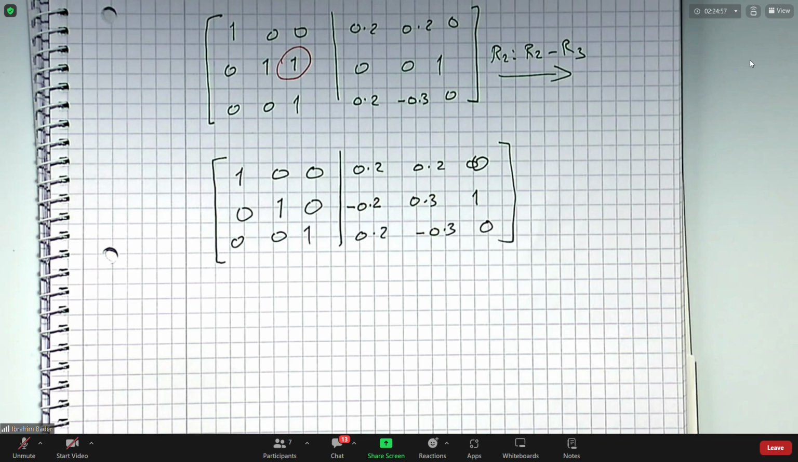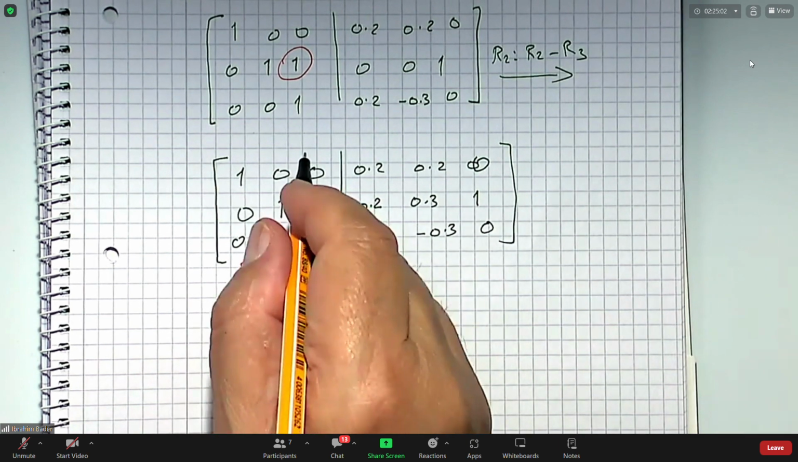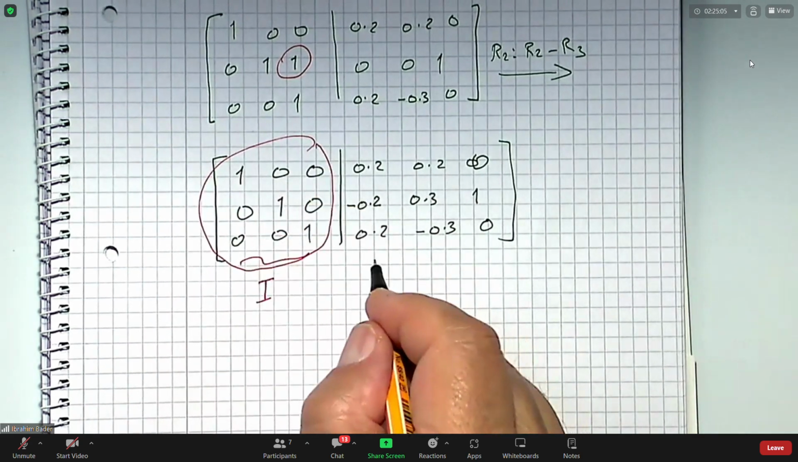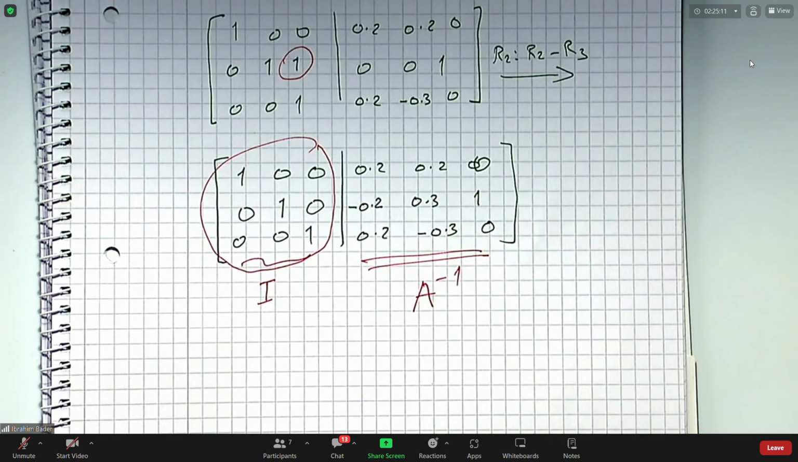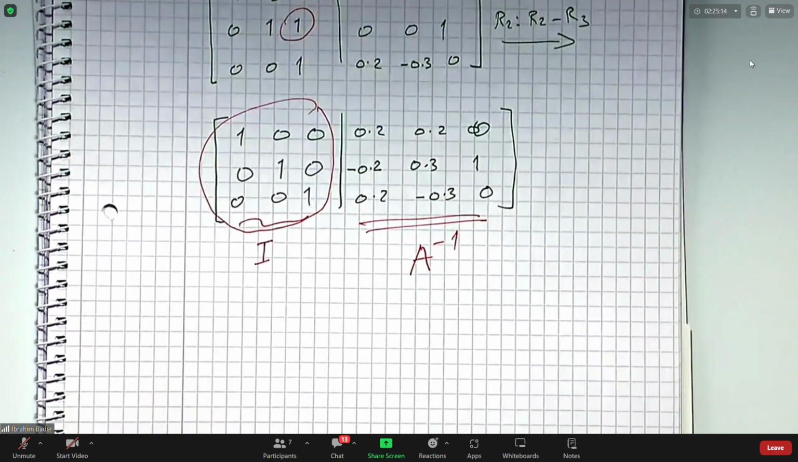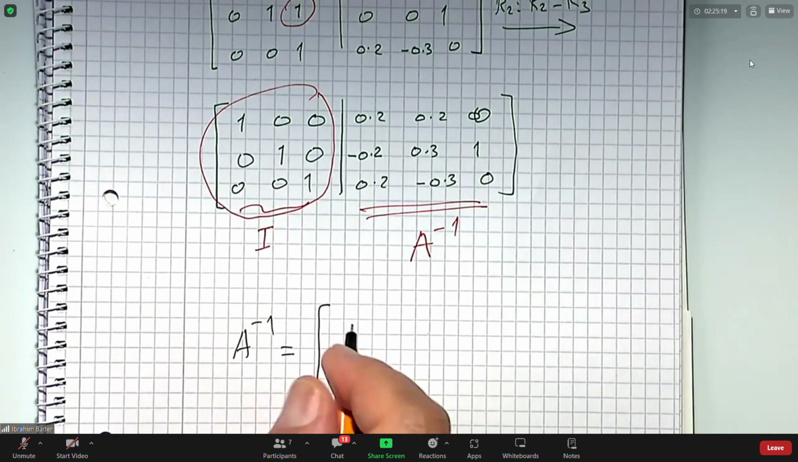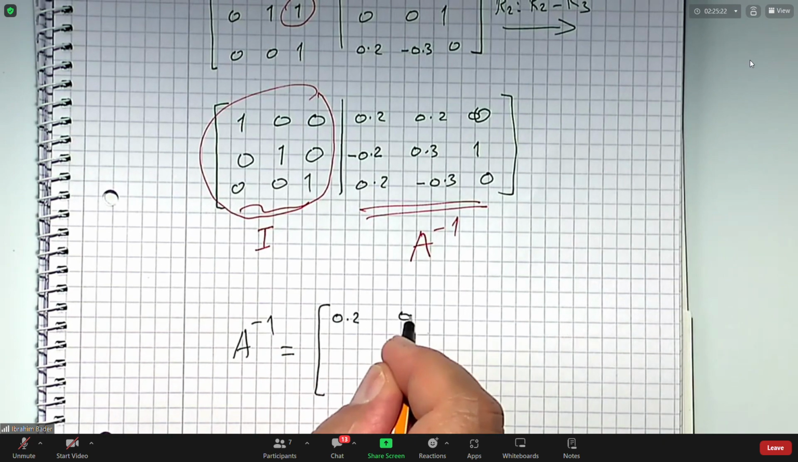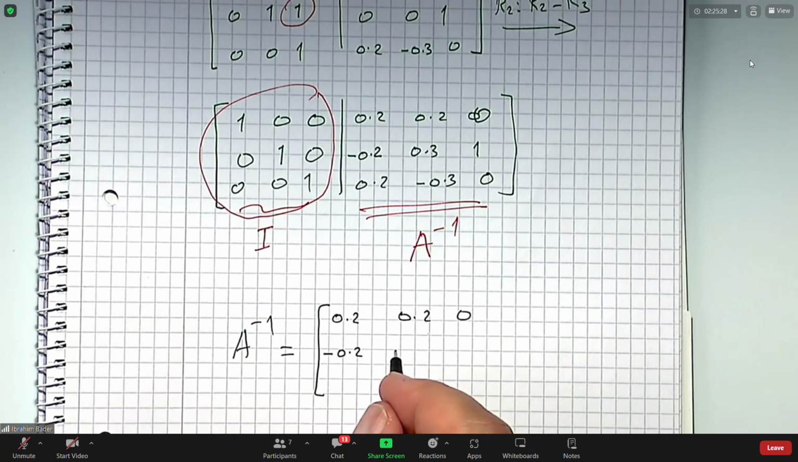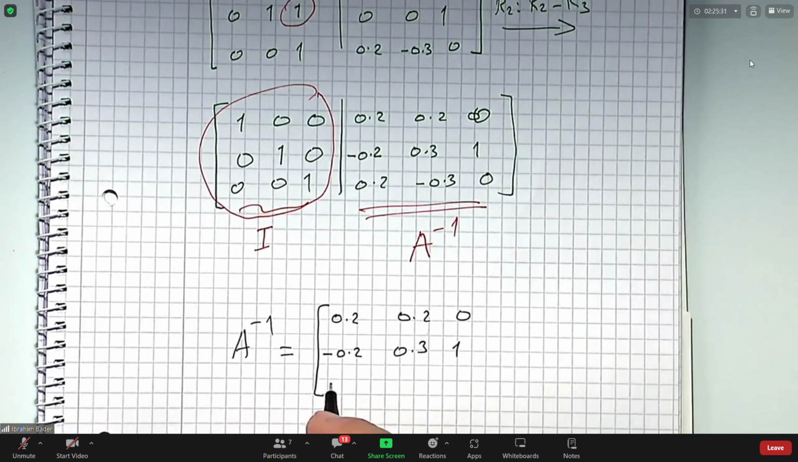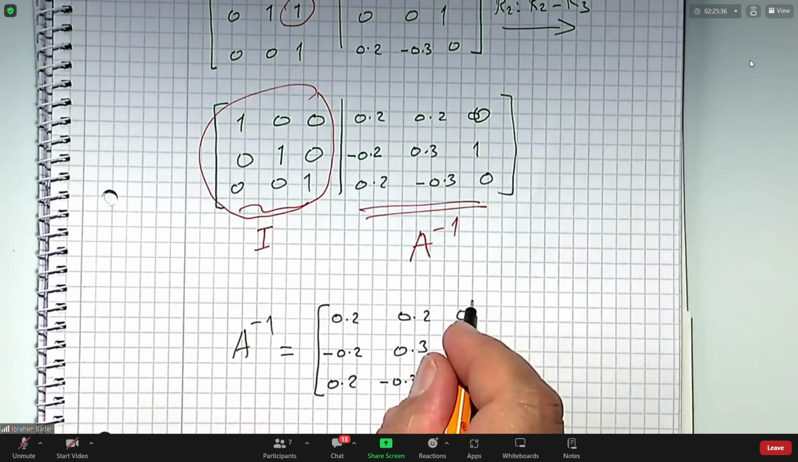Okay, we are done actually. So this is the final answer here. This is I. So I managed to get I here to the left. That means here whatever I have is the inverse of the matrix I'm looking for. So here the conclusion is that A inverse is equal to the 3 by 3 matrix as expected, 0 0.2, 0 0.2, 0, negative 0 0.2, 0 0.3, 1, 0 0.2, negative 0 0.3, and 0.